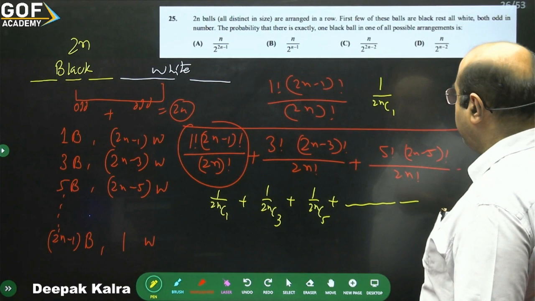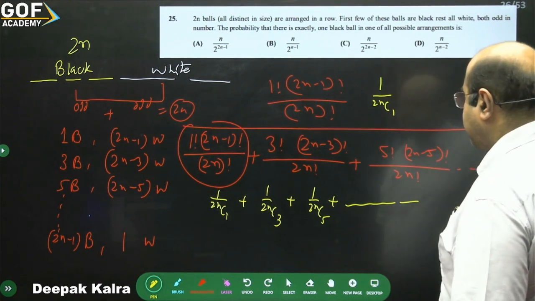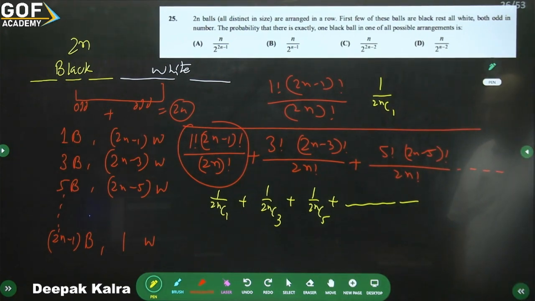This is the way only, I think. Or we have done some mistake. I don't think so. Odd means this only, arrangement will be this only, and total 2n balls of distinct can be arranged in 2n factorial ways.